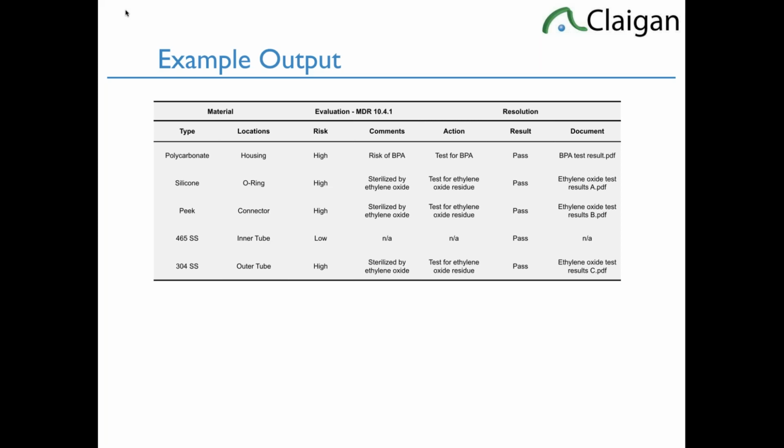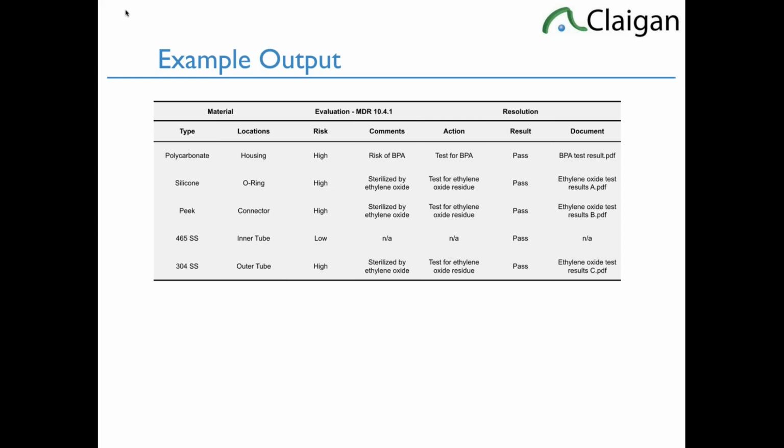Like ourselves, we might test the entire product, or we might test everything but the ethylene oxide residue, which you've already tested for a medical device anyways, and that's a separate one. And potentially it says ethylene oxide results A, B, C. They could all be the same document. They all could be the same name. Doesn't really matter. So you want, what's the material? What's the risk evaluation? What's the action for that risk? And then did it pass it?